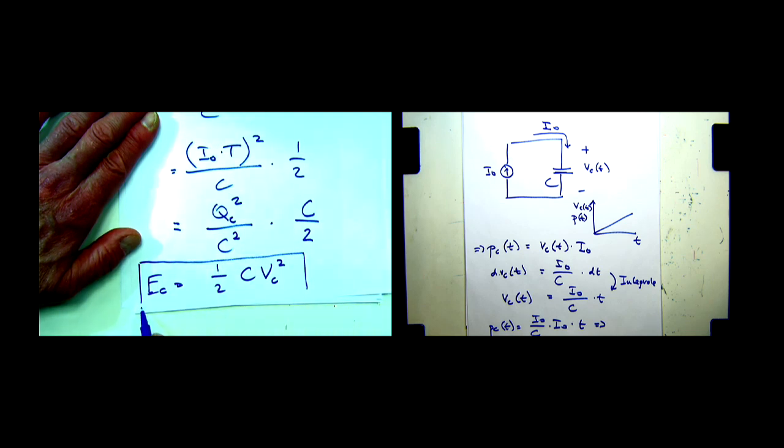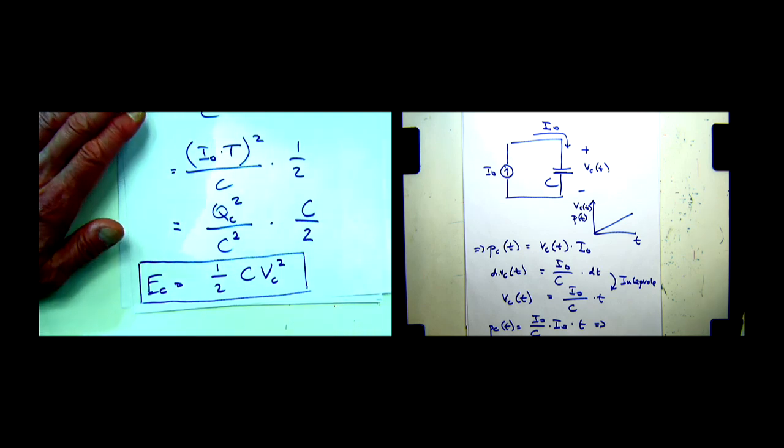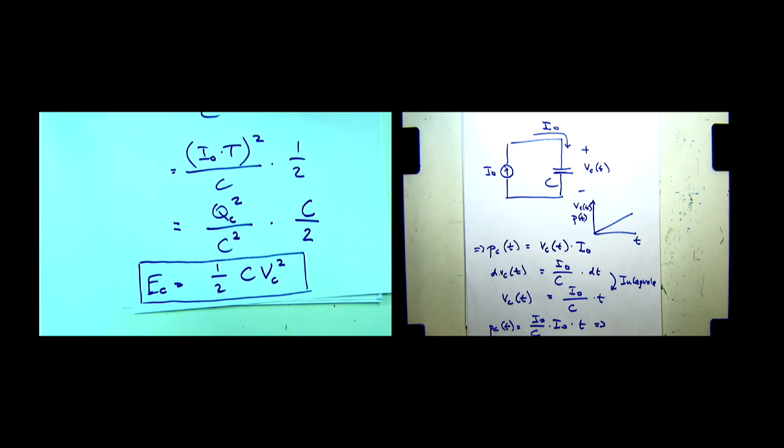So the energy stored on a capacitor is equal to 1/2 the value of the capacitor. So bigger capacitor, you can store more energy on it, okay? Times the voltage across the capacitor squared. So if you have a capacitor on your bench, has 1 volt across it, you measure that with the voltmeter, and it has 1 farad capacitance, well then it's 1 times 1 squared divided by 2, 0.5.